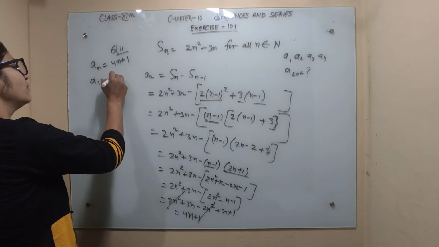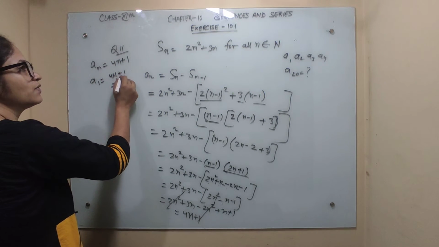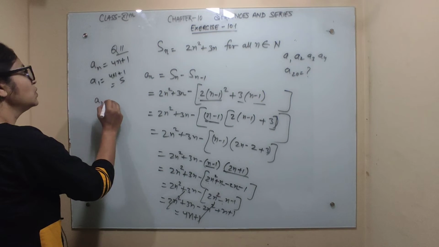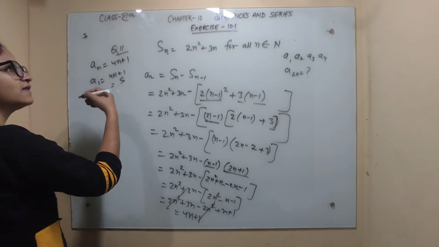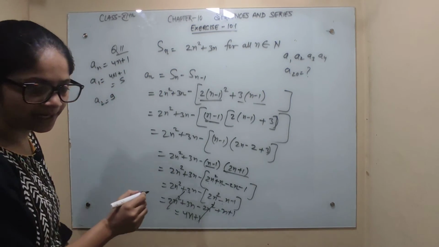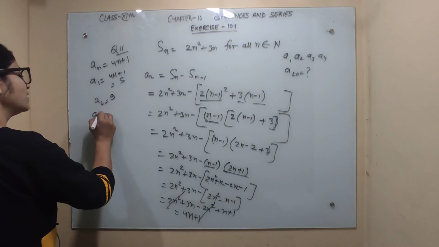You know a1 is 4 into 1 plus 1, that is 4 plus 1, 5. a2 will be 4 into 2 plus 1. So 8 plus 1, that is 9. Same a3 you can find. a3 will be what?